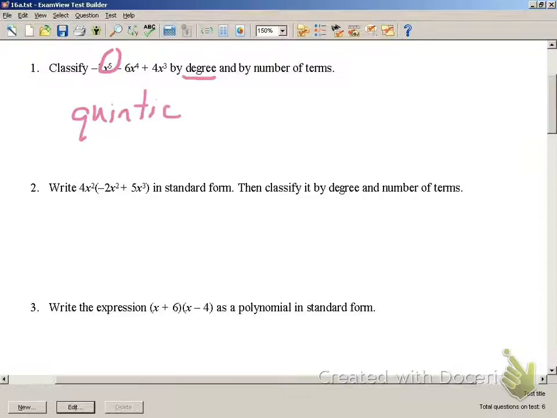So in order to name this by exponent, this would be a quintic. And by the number of terms, we have 1, 2, 3 terms, so that is a quintic trinomial. Very important that we make sure that we learn all of our degrees of the different, if it's 1 degree, 2 degree, 3 degree, 4 degree, 5, and so forth. So that is a quintic trinomial.